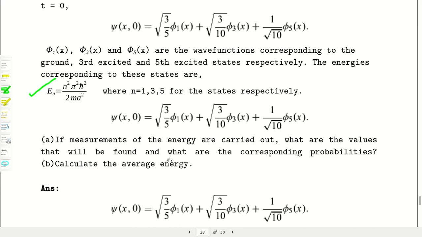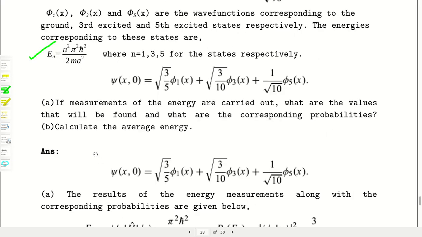How can theoretical quantum mechanics predict such values, with reference to which an experimentalist can set up their instruments? So this is the question: what are the values that are probable, and with what probabilities, what are the probabilities of having those values? And then the second question, calculate the average.